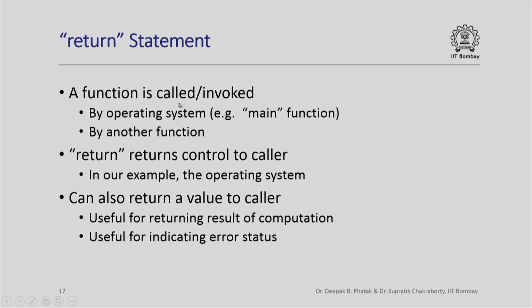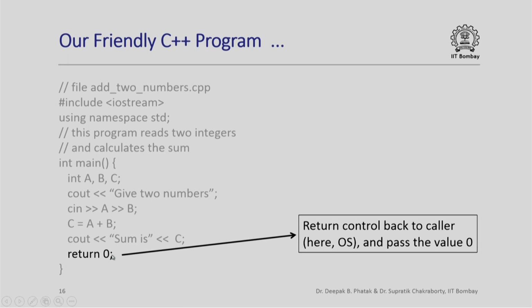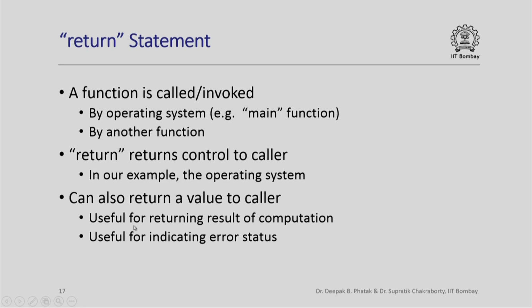So a return statement is basically used to return control to whoever called the function. Every function is called or invoked either by the operating system or by another function, and the return statement returns control back to the caller. And the value that is returned along with the return statement, just like here we were returning the value 0, is very useful for returning the result of a computation or even for indicating error status if an error happens during the execution of the program.